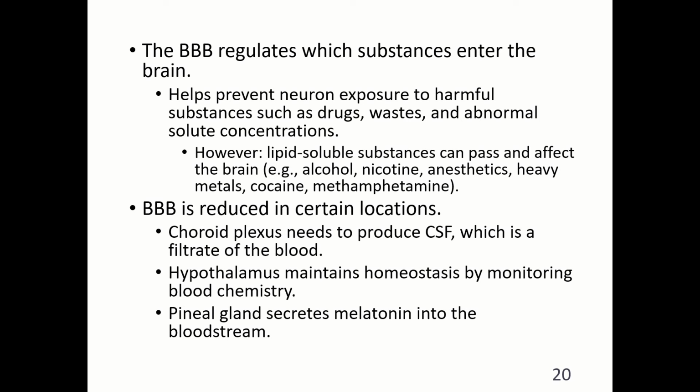The blood-brain barrier is reduced in certain locations. The choroid plexus needs to produce cerebrospinal fluid, which is a filtrate of the blood, and thus the blood-brain barrier will be reduced there. The hypothalamus maintains homeostasis by monitoring blood chemistry, and the pineal gland secretes melatonin into the bloodstream. So all of these areas will have a reduced blood-brain barrier.